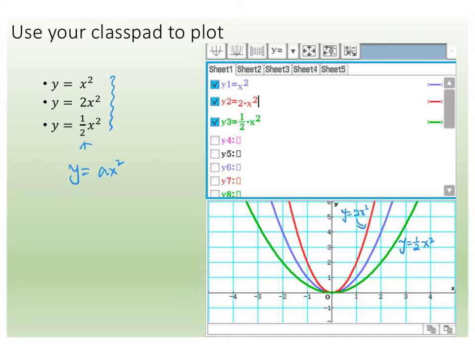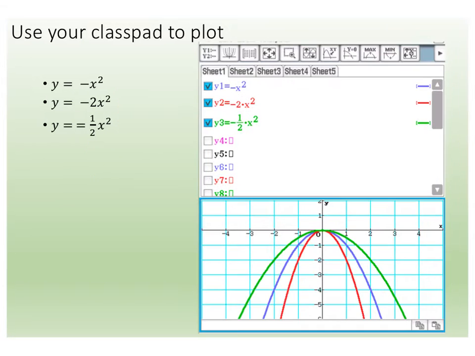So when a is 2, what happened to the parabola? And when a is half, what happened to the parabola? Think about it first. Let's go on to the next one. Here you can see that the red is actually narrower than y equals x squared. And the green line here is wider than y equals x squared.